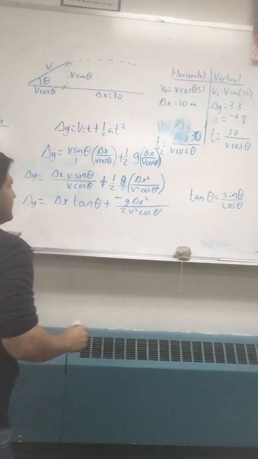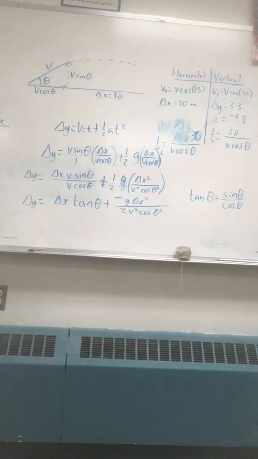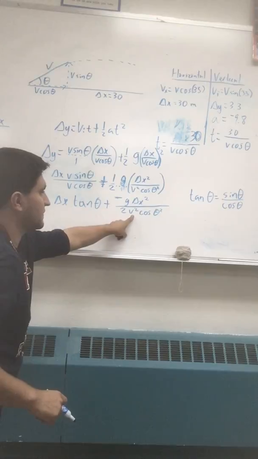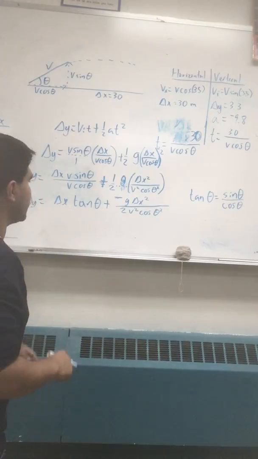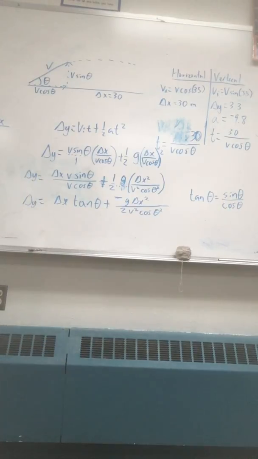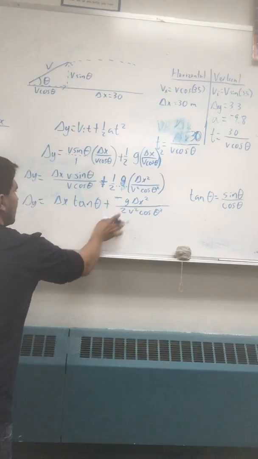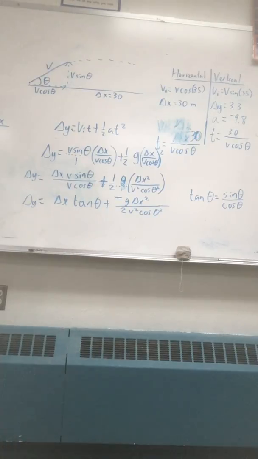This is a negative g, I forgot about that. So now I'm trying to solve for v, don't forget that. I'm trying to solve for v. So now I'm going to go ahead and move all this stuff to the right.